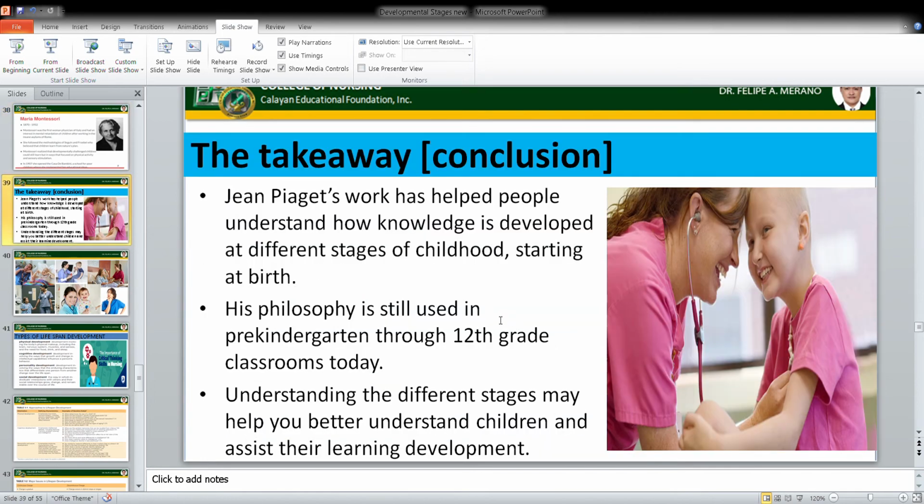So, what would be the conclusion on Piaget's cognitive learning theory? Jean Piaget's work has helped people understand how knowledge is developed at the different stages of childhood, starting at birth. His philosophy is still used in prekindergarten through 12th-grade classrooms today. Understanding the different stages may help you better understand children and assist their learning development. So this is needed at your level, because the first exposure you will have in nursing is in pediatrics.